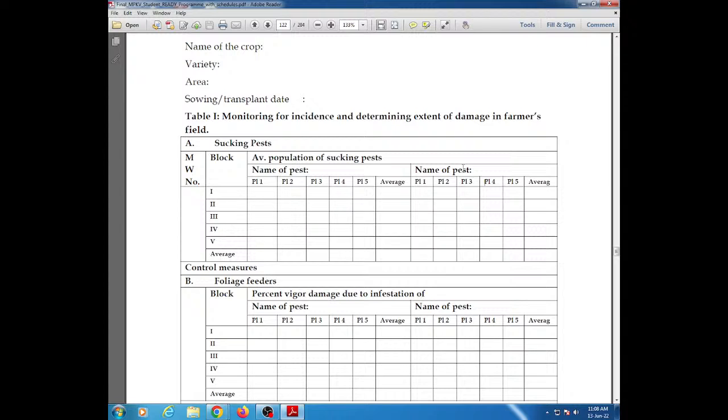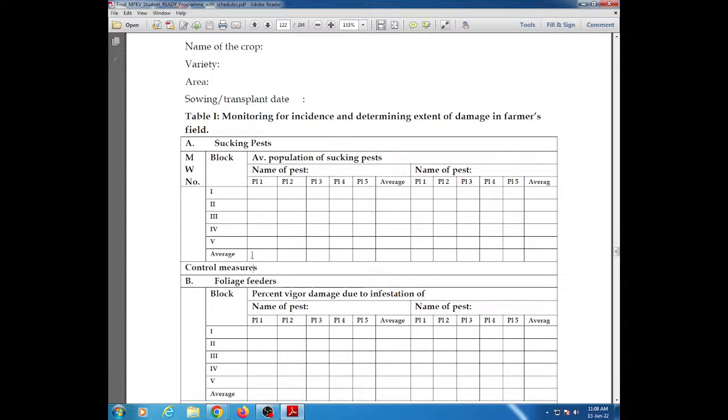On this basis you can multiply these blocks. So block 1, plant 1, you will observe the aphids. For plant 2, again the aphids, so here you will write the data of aphids. Then in the next column you will write the data regarding the jassids, and so on. If you add such columns here, it will be done properly.